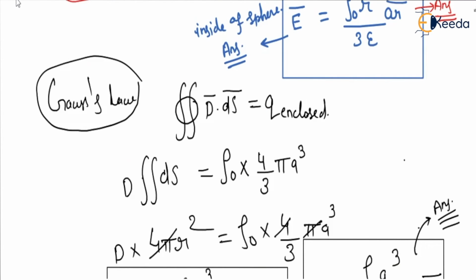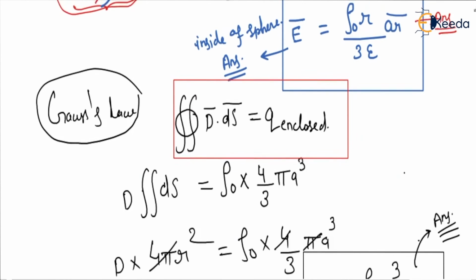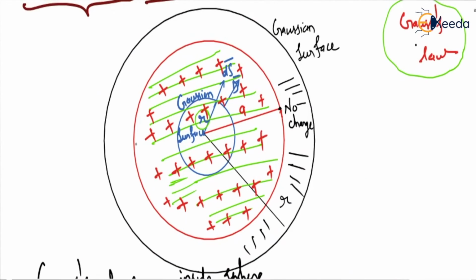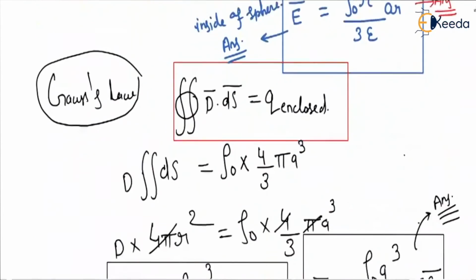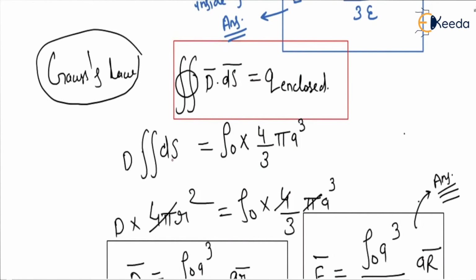Now we calculate the outside of the sphere. Then we will again apply the Gauss law, which is integration D vector dot dS vector is equal to charge enclosed. Now we will take the sphere outside. This black color sphere is the sphere which is outside the original sphere. So here the radius is again r, but now r is greater than a. So D into integration of dS is equal to rho naught into 4 by 3 pi a cube.